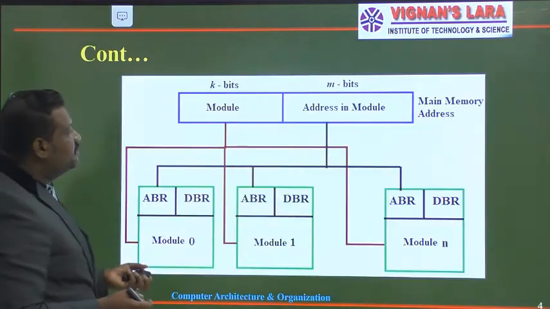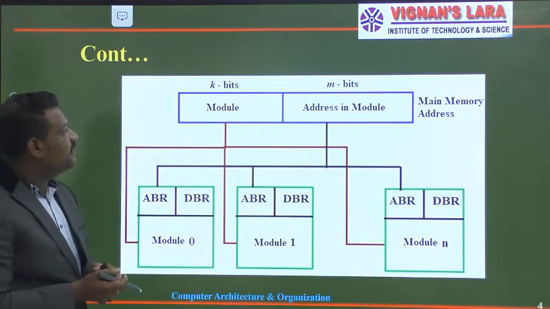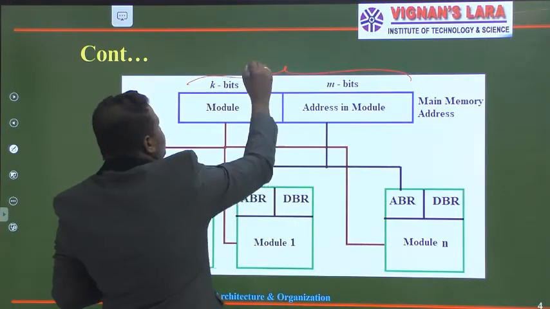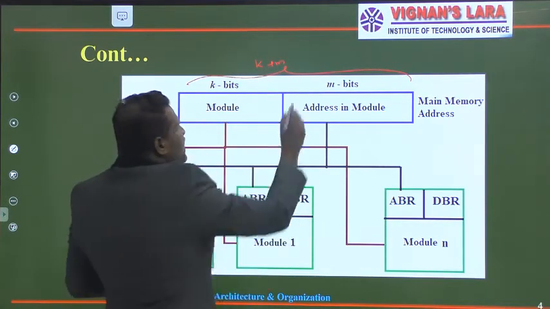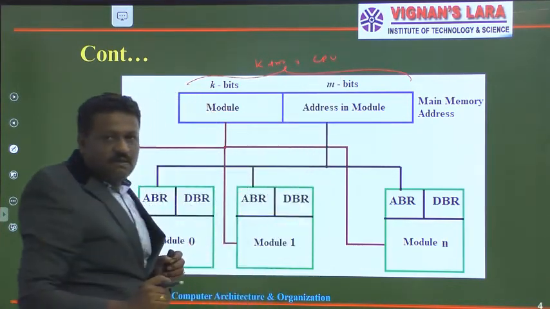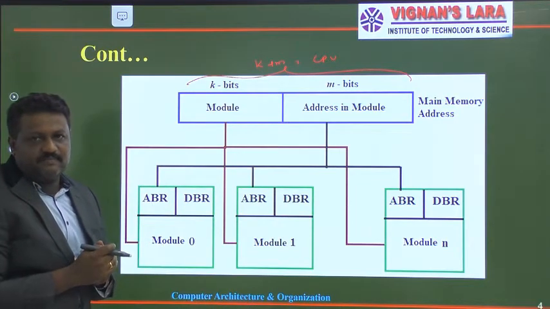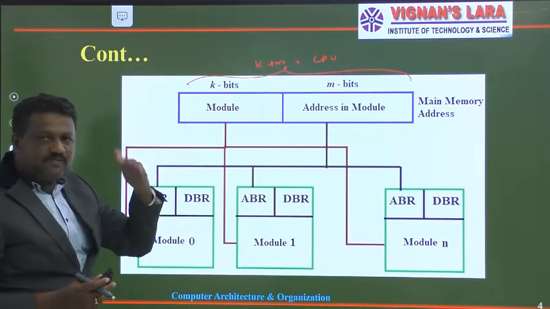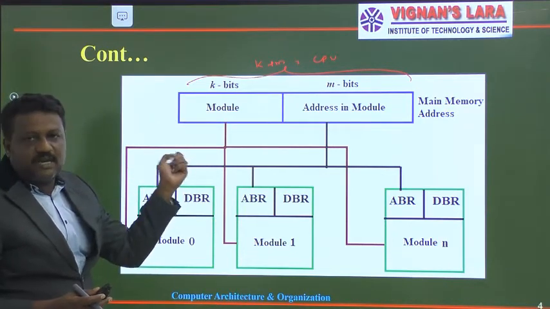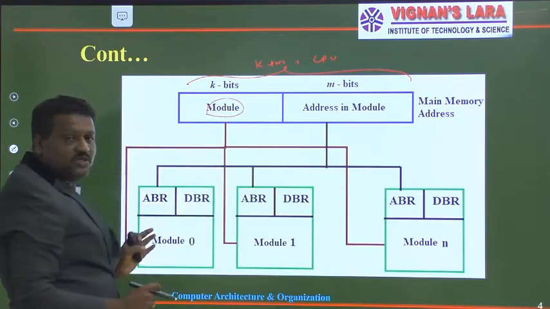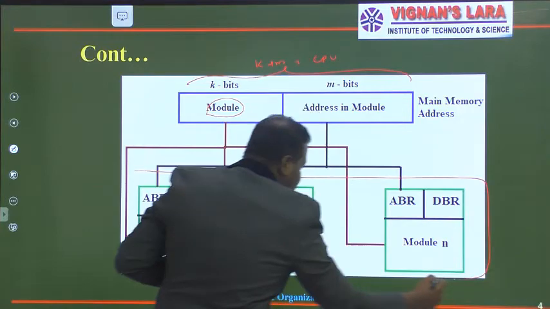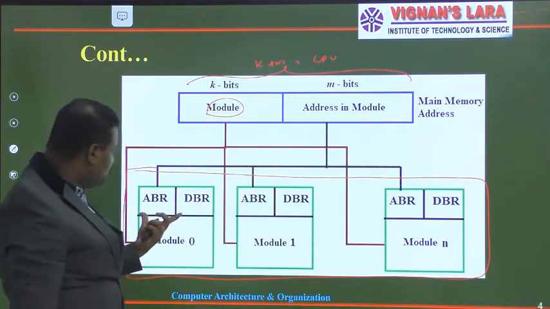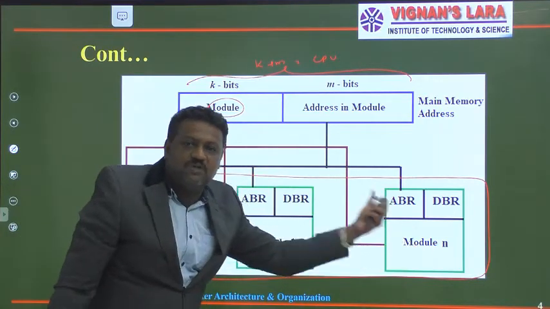We can see this for better understanding by taking an example. Here this is the total address, of size k plus m bits. This address is generated by the CPU, which you can assume as a main memory address. Out of these k plus m bits of the CPU generated address, the higher order k bits are used for selection of a module. See here, friends, this whole thing is my memory. This memory I split into k number of modules. This is module 0, this is module 1, and this is module 2.